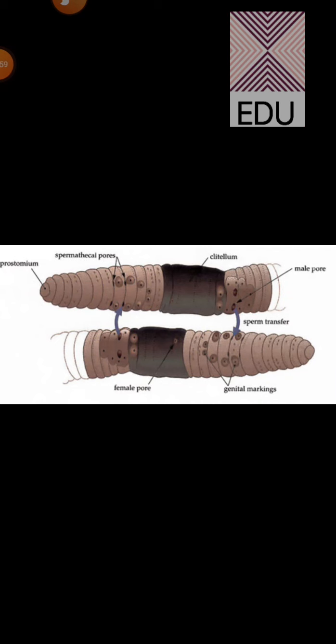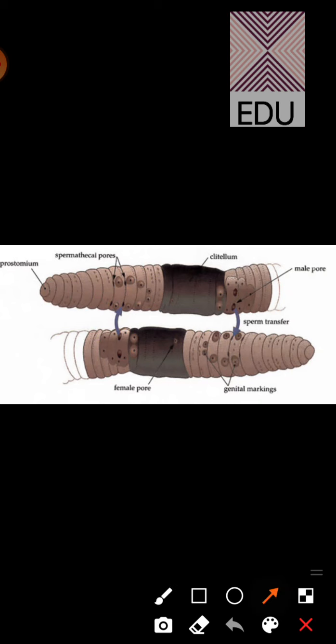This diagram shows how the fertilization occurs in the earthworm. Now students, we have to first of all take into consideration the reproductive system of one earthworm. If we start with the spermathecae, these are present between the 5th and 6th, 6th and 7th, 7th and 8th, and 8th and 9th segments of the earthworm. So these are present in the 6th, 7th, 8th and 9th segments.